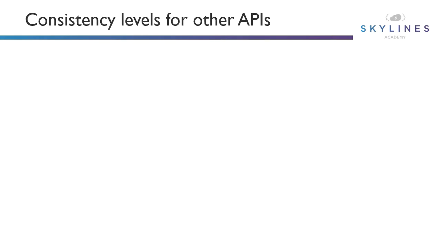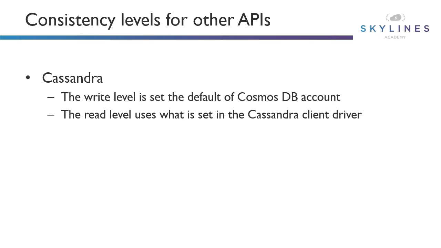Since Cassandra and Mongo use different consistency levels, each one has their own approach for maintaining consistency levels. For Cassandra, the write level consistency is the same as what is configured for your Cosmos DB account. However, the read level is set by the Cassandra client driver.